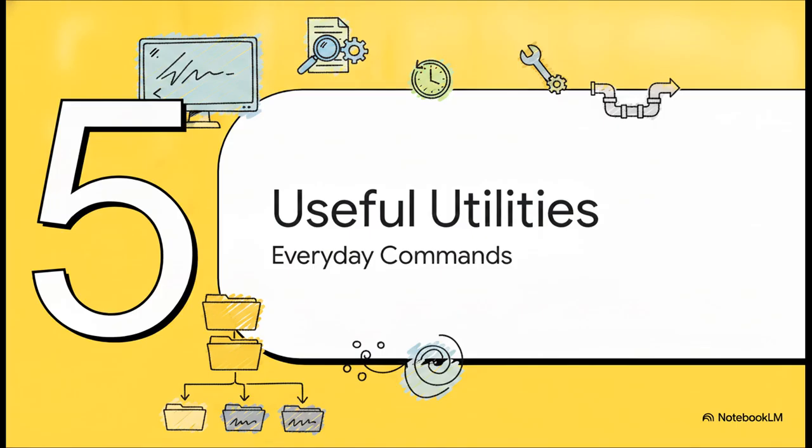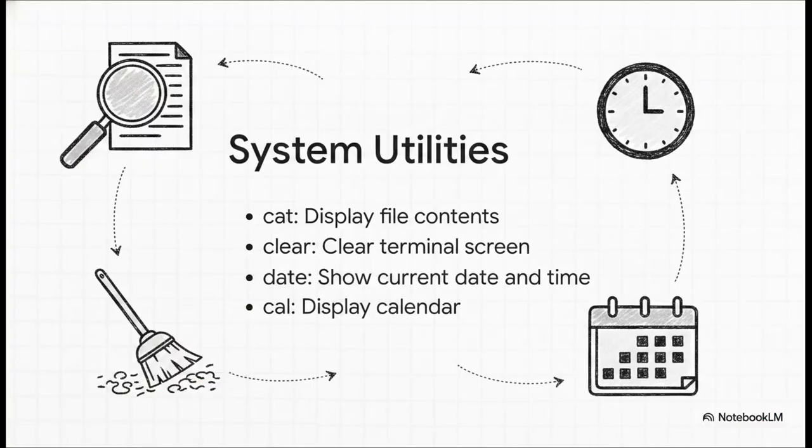Moving to Section 5, useful utilities. All right, let's round out that tool belt with 4 quick, super useful utilities. First is cat, which is short for concatenate. I know it sounds complex, but it's not. If you have a text file, typing cat notes.txt will instantly print the text of that file directly onto your screen, letting you read it without having to load up some bulky text editor.